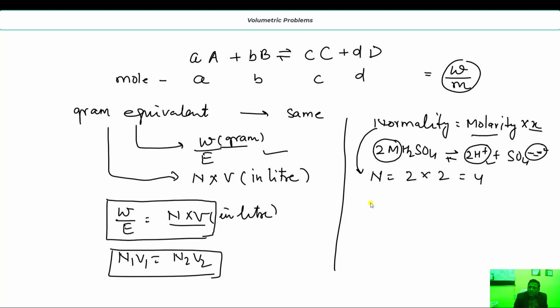Suppose you want to calculate the normality of 3M HCl. So molarity of HCl is given. If you write HCl, it is H+ and Cl-, so the conversion factor here is 1. So normality of this one is 3, that is molarity, into conversion factor 1, that is 3. Let us solve some problems.